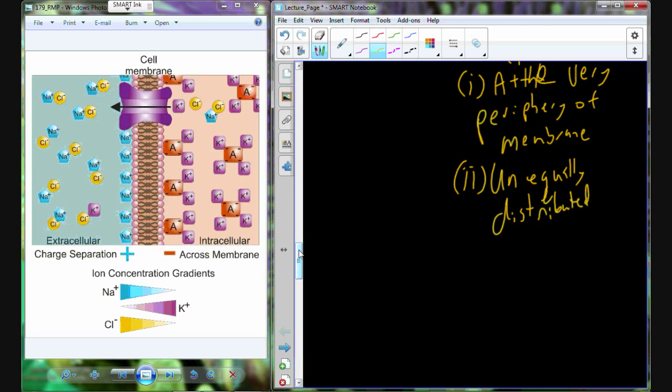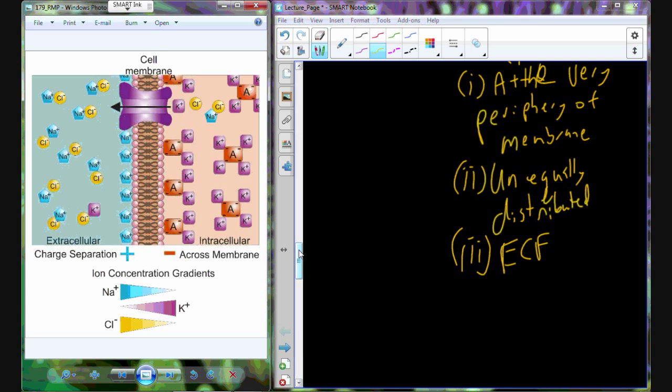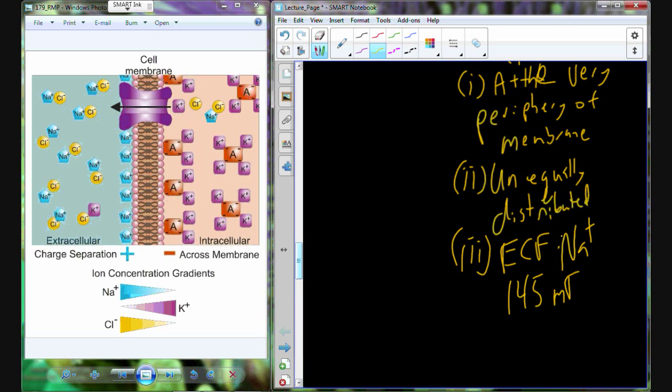So what do I mean by unequally distributed? Well, it means that on one side there's more sodium, and on one side there's more potassium. So if we first take a look at our extracellular fluid, what's going on out here, what can you tell me about extracellular fluid in reference to concentration of sodium? It's high. So extracellular fluid, our sodium concentration is high. If I give you a number, 145 milliequivalents per liter. Just think of this as being lots of sodium in the extracellular fluid.